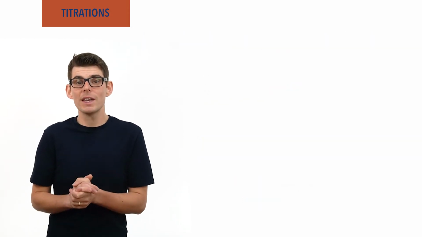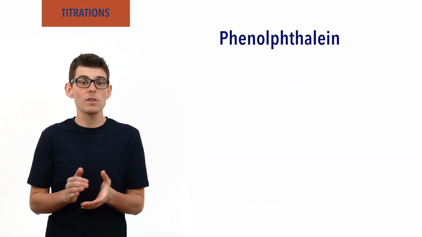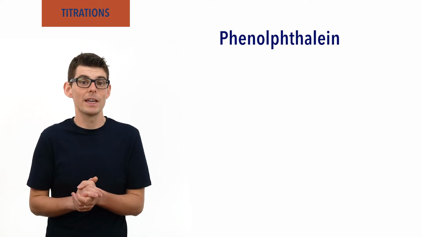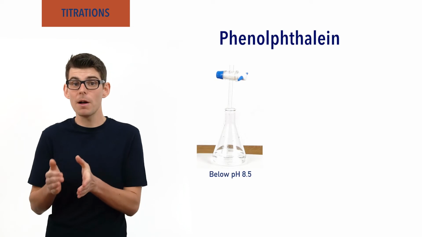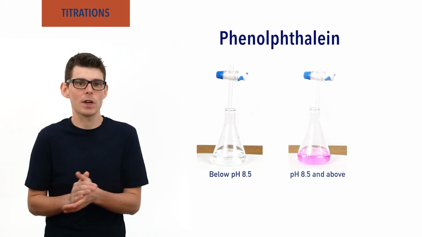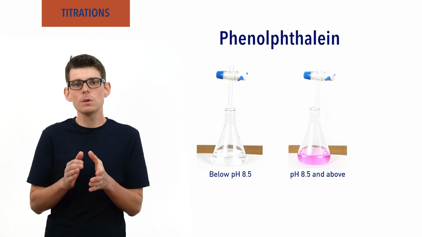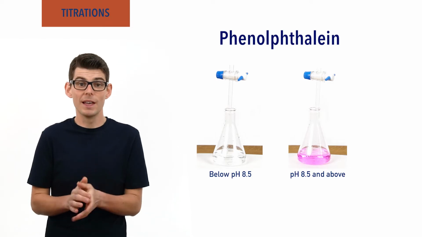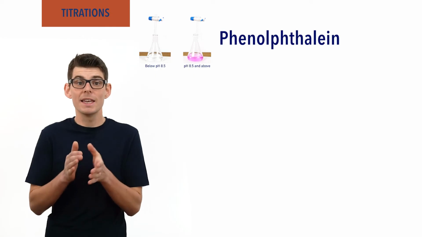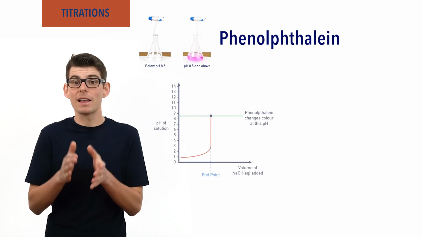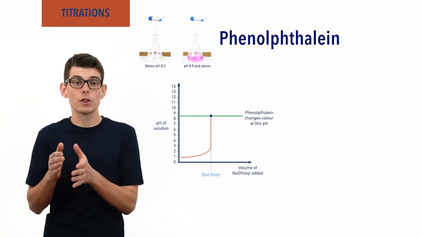For example, the indicator phenolphthalein changes colour at approximately pH 8.5. Below 8.5 it is colourless. Above this it is a red-purple pinkish colour. If we were to use this indicator in a titration then, the endpoint of the titration would be when the pH of the solution gets to around 8.5, as this is when the indicator would change colour.